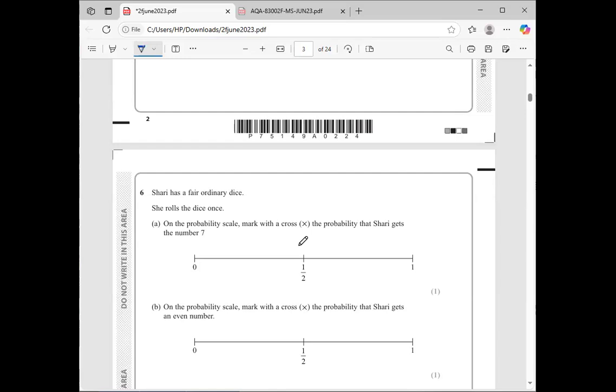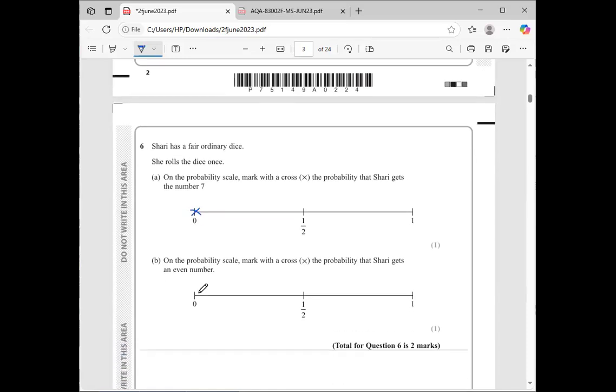Okay, let's look at the question. It says she rolls the dice once. She has a fair ordinary dice, and we know a dice has 6 faces and has different numbers on those 6 faces from 1 to 6. It says on the probability scale, mark with the cross X the probability that Shari gets the number 7. Yes, you're correct, because there's no face that has 7 on it. So yes, we're going to cross the 0 part.